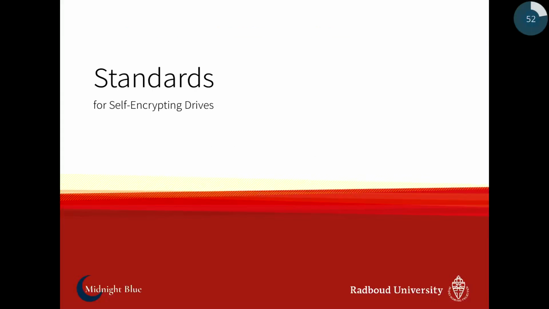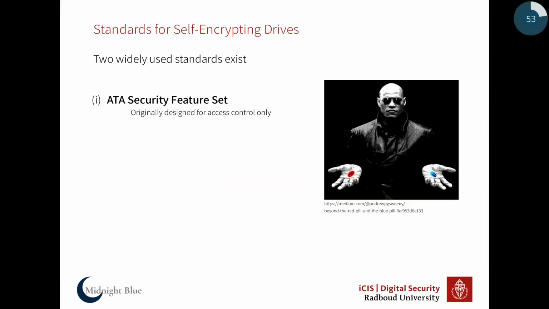So with that, I'll guide you through some standards for self-encrypting drives. There are actually two widely used standards: the ATA Security Feature Set and TCG Opal. The ATA Security Feature Set is something that was designed just for access control. It predated the self-encrypting drive era, and then manufacturers decided to take that and use the incoming password as a key for encrypting the data. TCG Opal is actually designed for usage in self-encrypting drives.